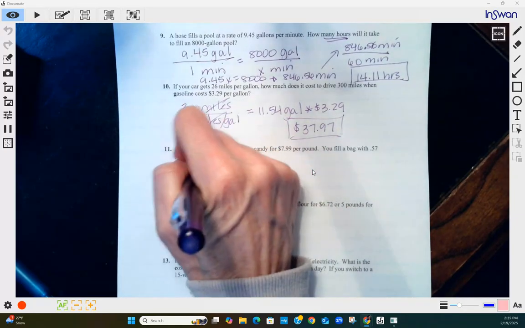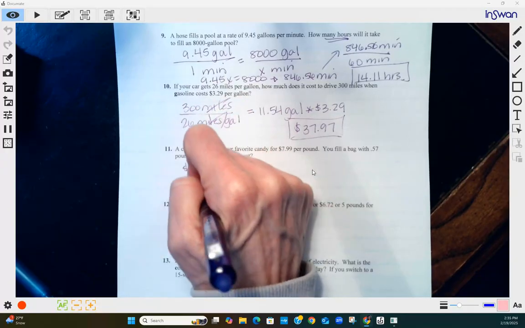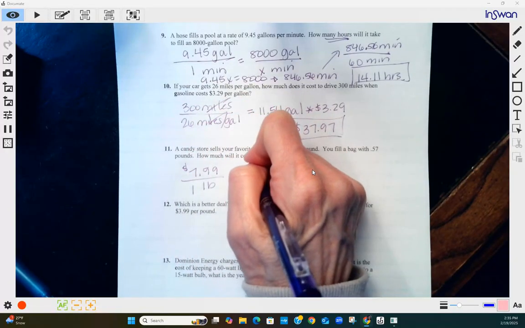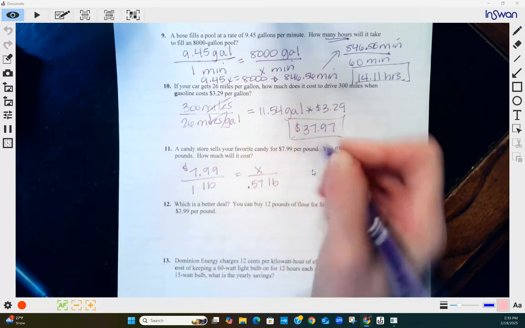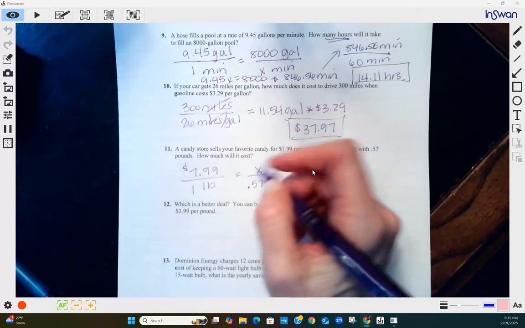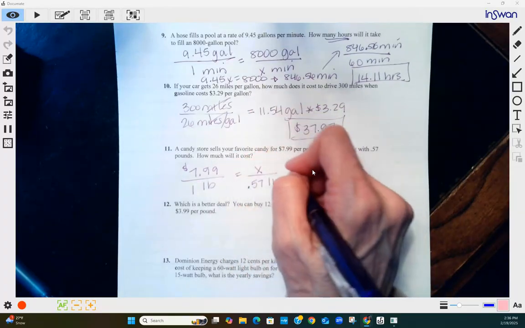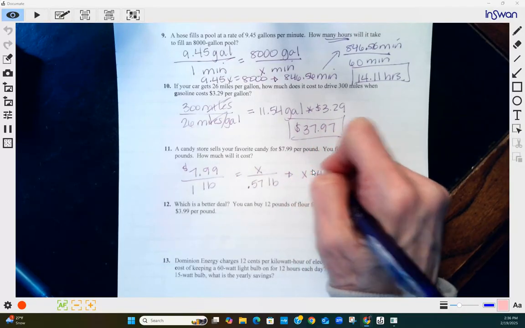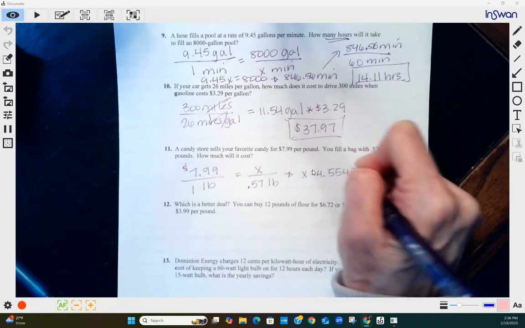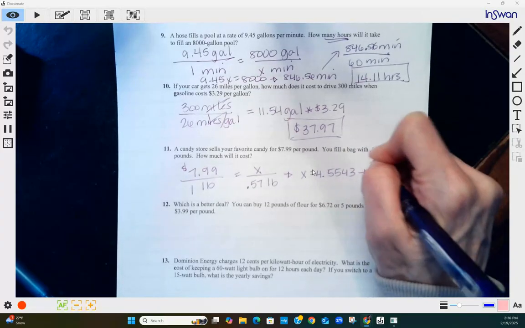So again, I can do a proportion. $7.99 per pound is equal to how much if it's 0.57 pounds. So you cross multiply, and this one you would just divide by 1. When you cross multiply, you get your answer, 4.5543, which translates to $4.55.